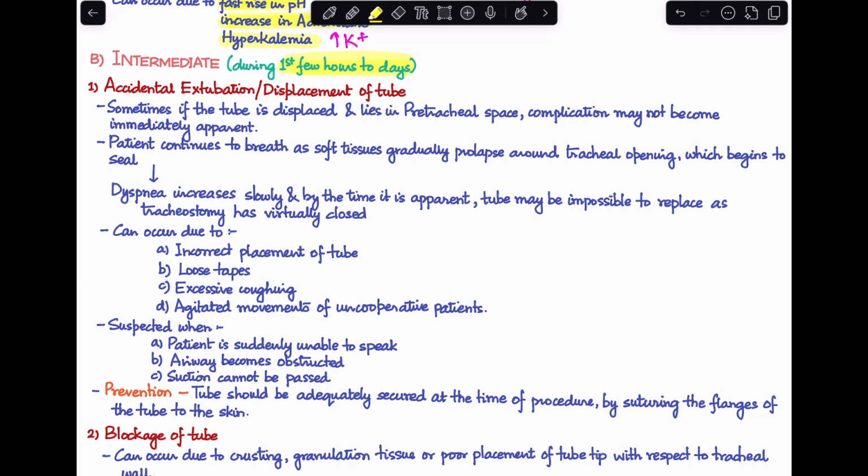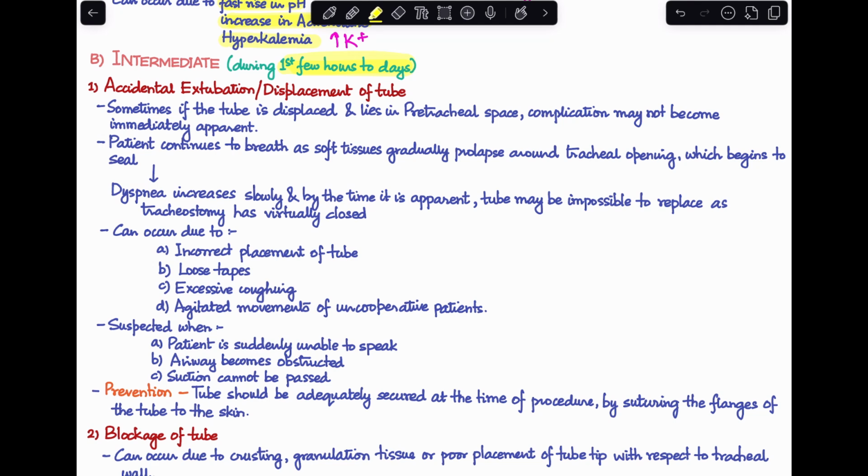Sometimes these patients will continue to breathe, but as the soft tissue keeps gradually prolapsing around the tracheal opening, it starts sealing this opening. Slowly, the dyspnea will increase, and by the time the dyspnea becomes apparent to you, the tube may be very difficult to replace as the tracheostomy has virtually closed.